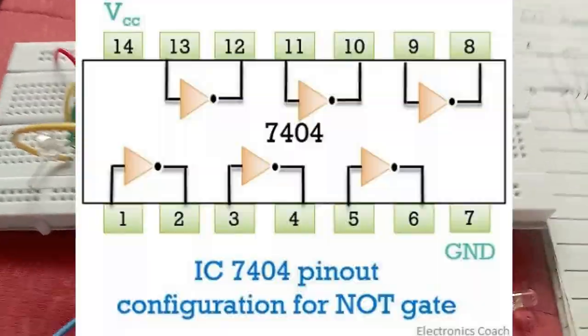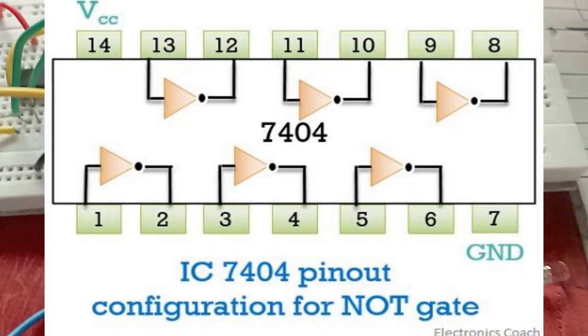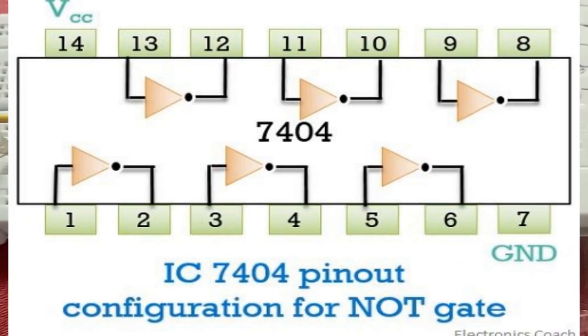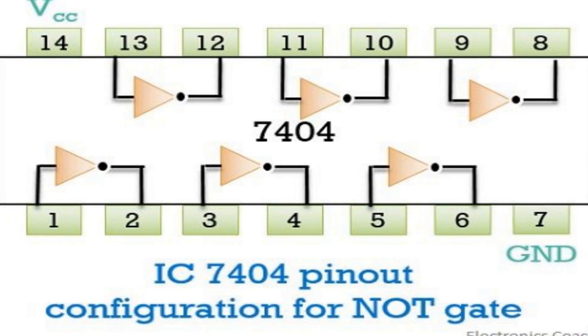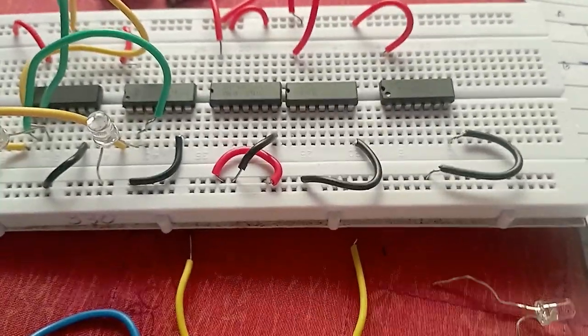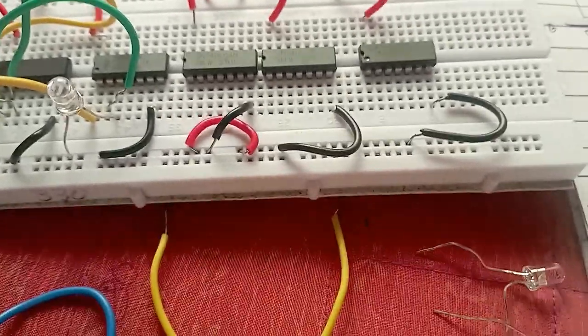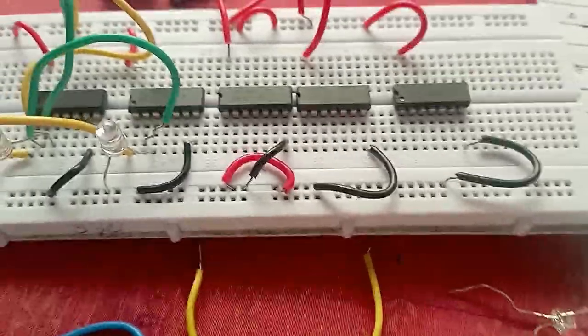You may be seeing a diagram of a NOT gate IC. According to that we will connect. We want only 2 NOT gates. You can use any NOT gate from the IC. I am using the first and third pins NOT gate. So we will make A and B for the first and third pin. So let us connect it first.